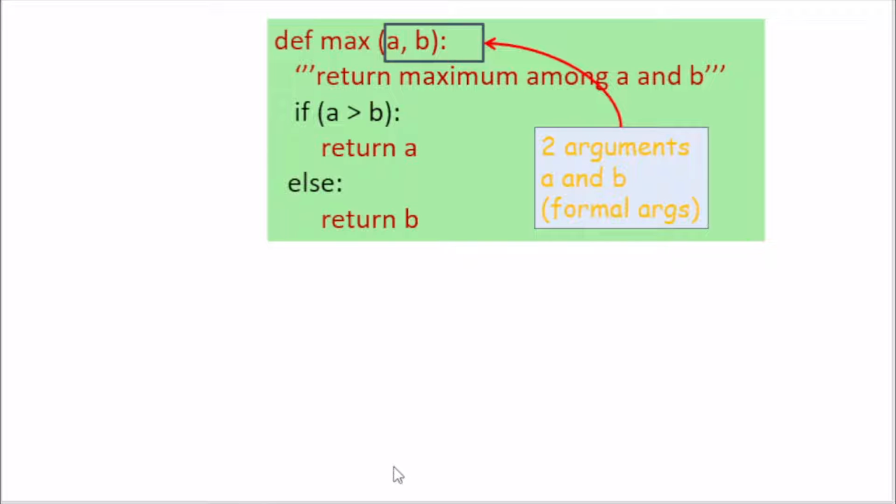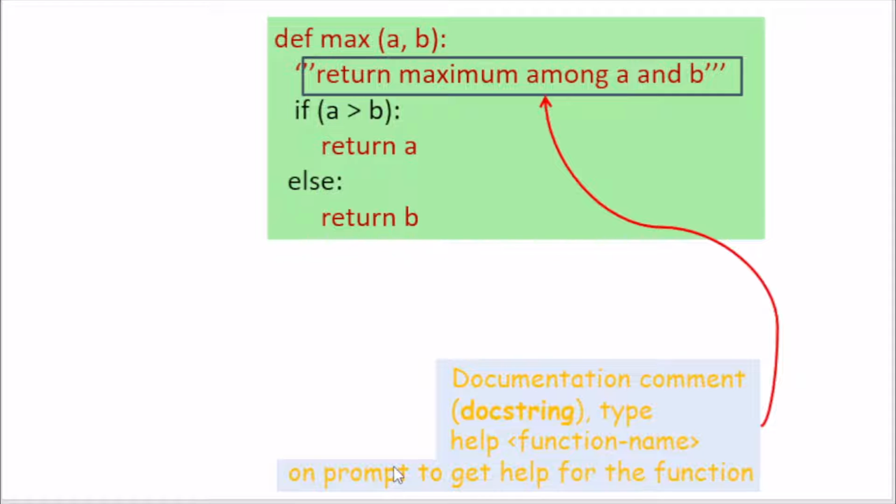Then we need to specify the arguments which you are going to use in the function. So here we have specified the two arguments a comma b, and these two arguments are known as your formal arguments. Again, inside the function we have specified the documentation comment, which helps a user to understand for what purpose the function is going to be used. So for this we have written here that this function basically returns the maximum among a and b.